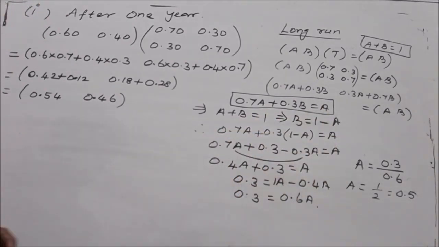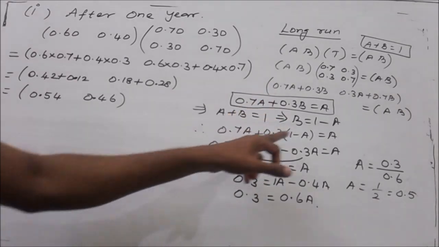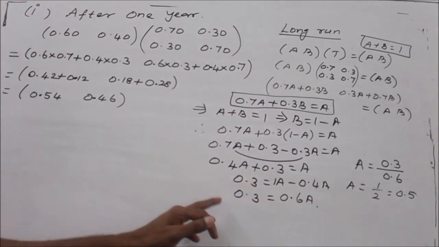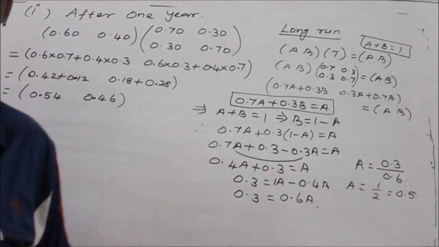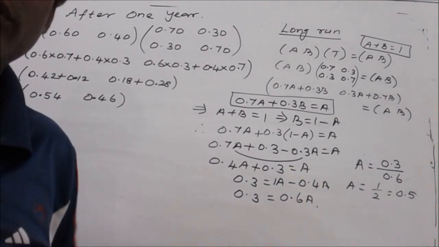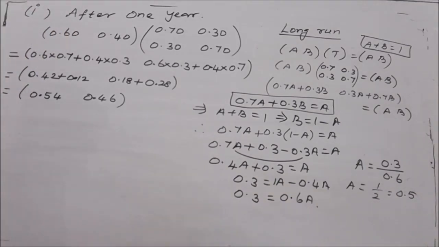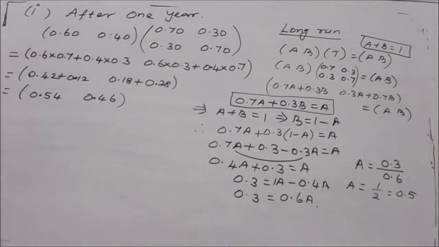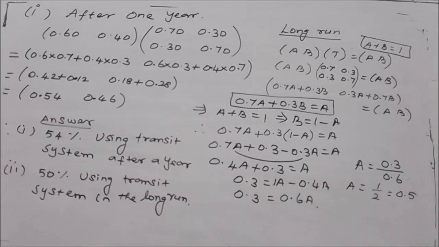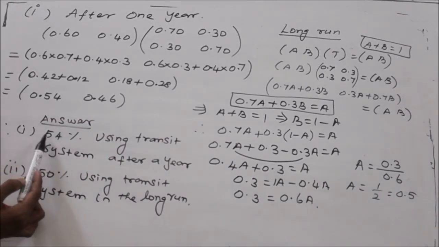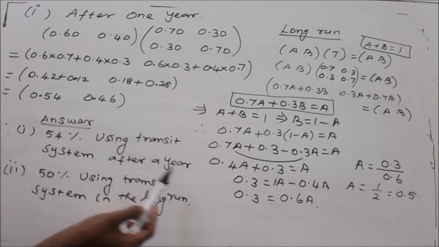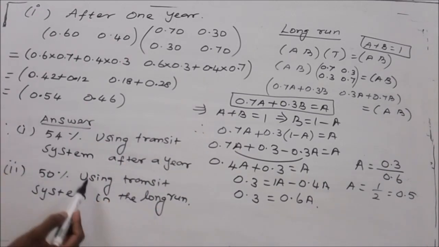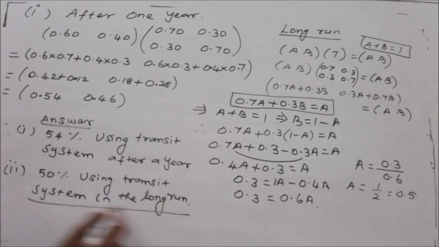Substituting B equal to 1 minus A in the above equation, after these transformations we finally get A equal to 0.3 by 0.6. Cancelling, we get 1 by 2, that is equal to 0.5. So the percentage of the commuters in the long run will be 0.5. That means 50% of the people use the transit system in the long run. Therefore, the answer for the first case is 54% using the transit system after a year, and for the second case, 50% using the transit system in the long run. This is the final answer.